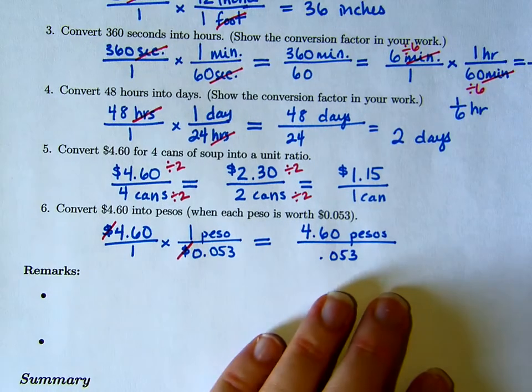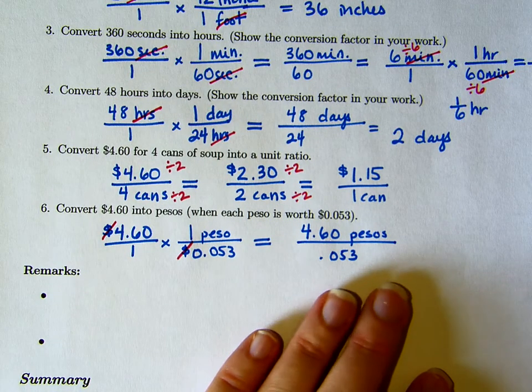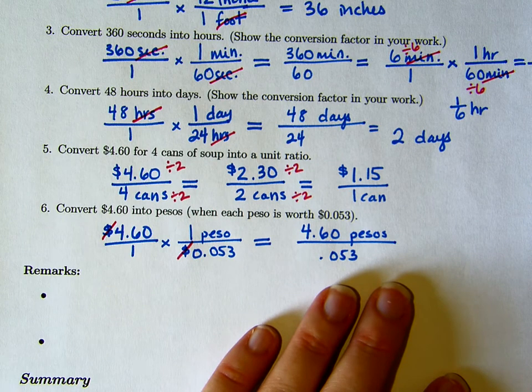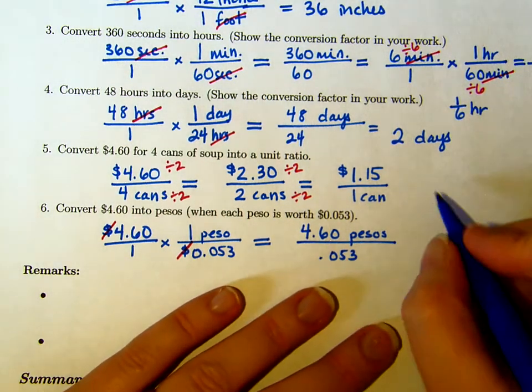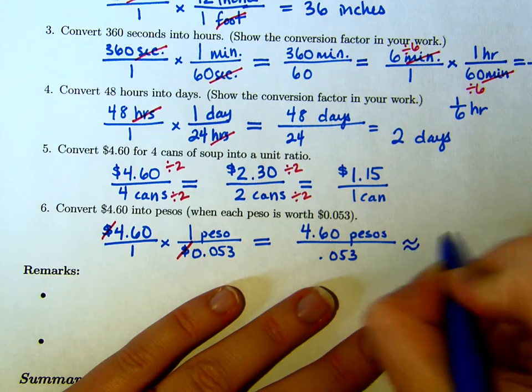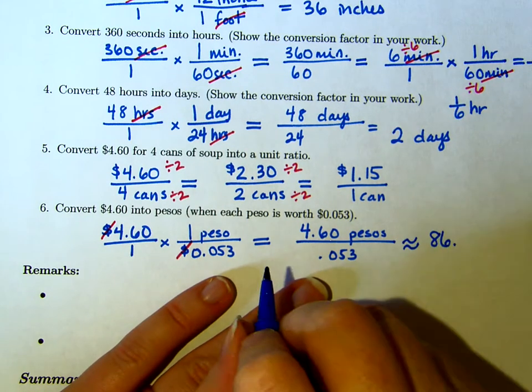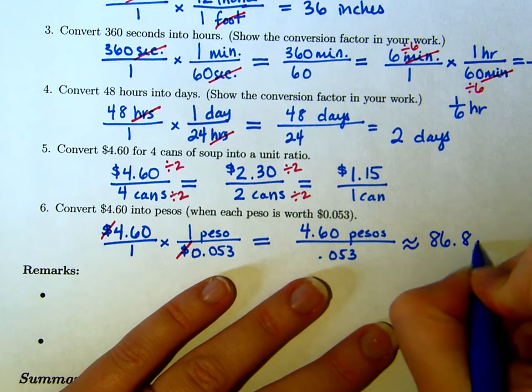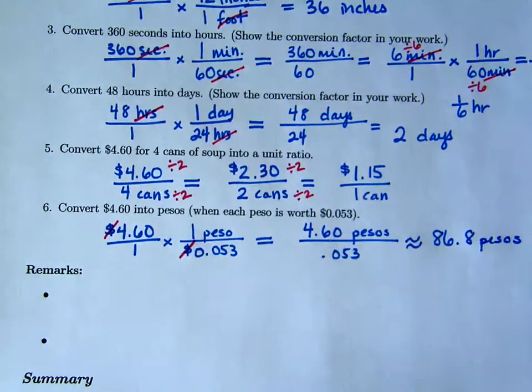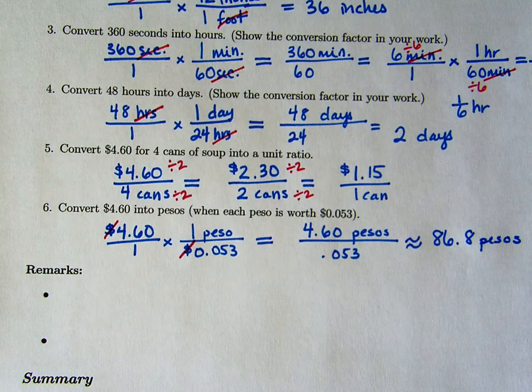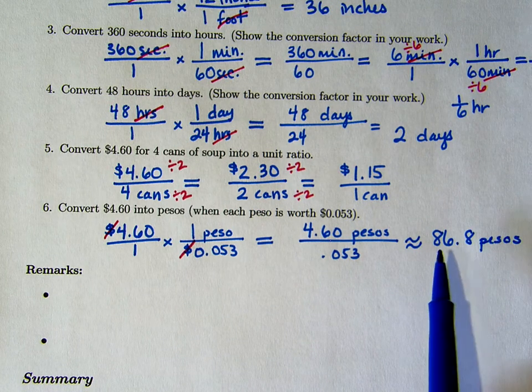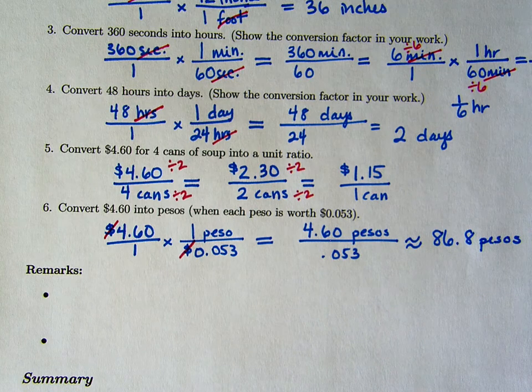Here we go. I'm going to take my $4.60 and divide it by 0.053, and I get approximately 86.8 pesos. Now, you could round that to about 86 or 87. They're certainly not ever in a bank going to give you more than what it was actually worth. I rounded this up. It was 86.79. They're probably going to give you 86, right? Nonetheless, there you have it.